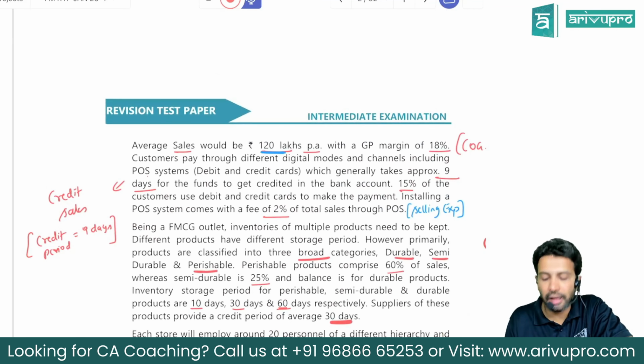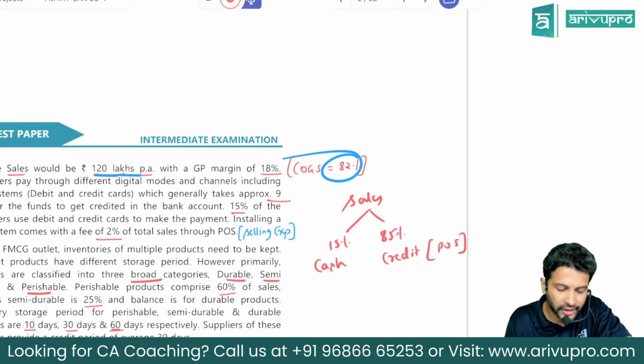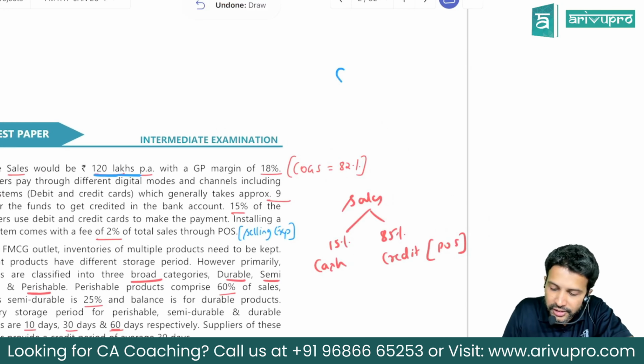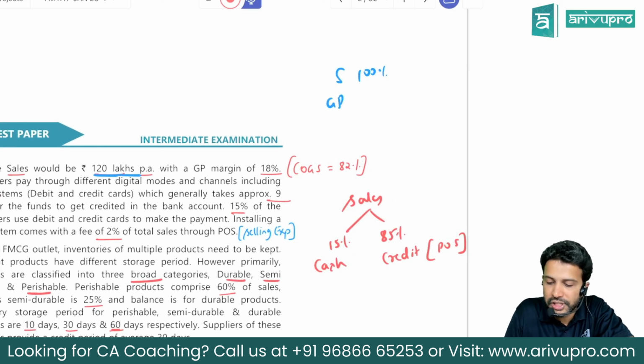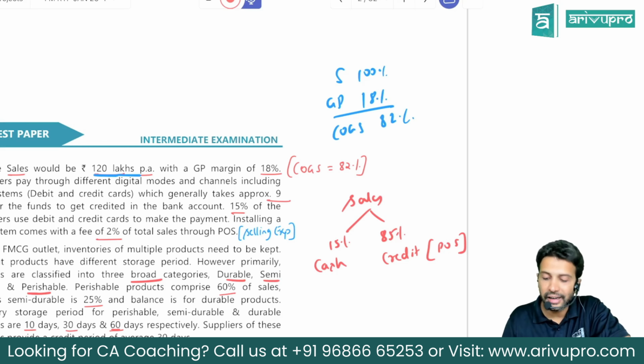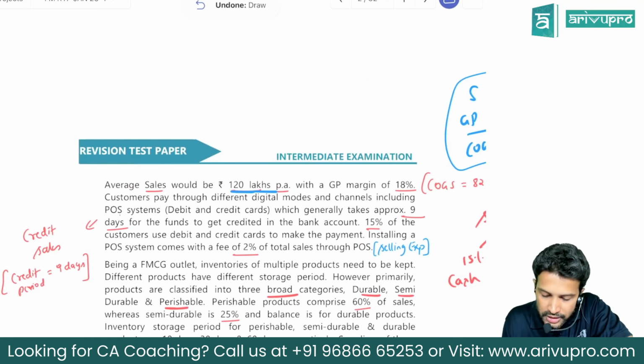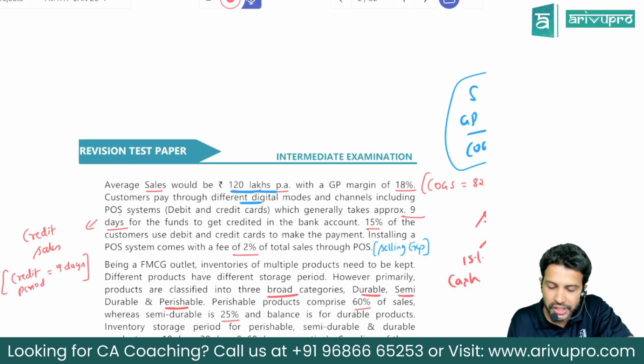Average sales of one store would be 120 lakh per annum. GP margin is 18%. If GP margin is 18%, then sales minus GP is your COGS. Can I say COGS is 82% of sales? Basically, sales is 100%. If GP is 18% of sales, obviously the COGS will be 100 minus 18%, which is 82%. That's what I've called out over here. Great. Customers pay through different digital modes and channels, including POS system, as in debit and credit card.